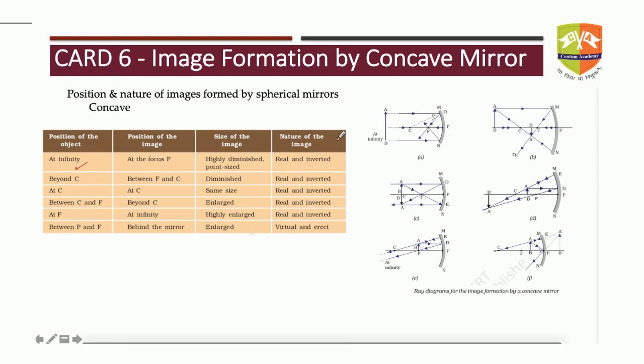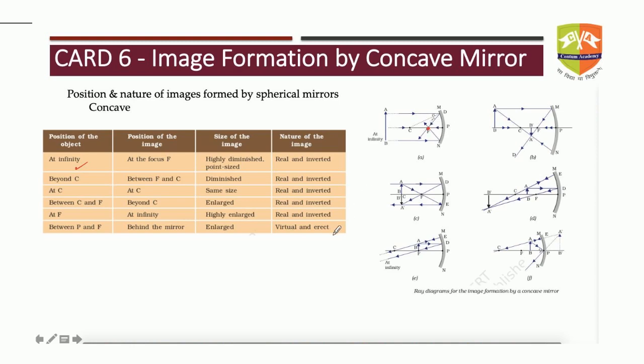So by convention, it is like this. This is positive, exactly above the principal axis. Below the principal axis, this is negative. Distances measured perpendicular and below, along the y-axis, are taken as negative. So this is this particular thing.